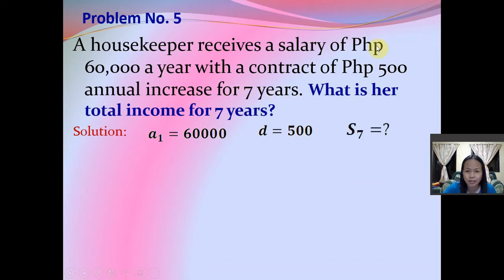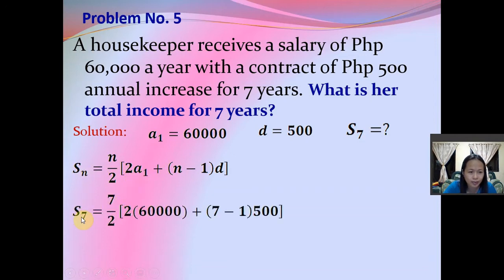Now, what we are looking for here is her total income for 7 years. So we are going to get the sum of her income from the first year up to the 7th year. You don't need to add those things, but simply apply this formula, the formula for getting the sum of the terms of an arithmetic sequence. We will be using this longer formula since we don't know the exact amount of the 7th term.